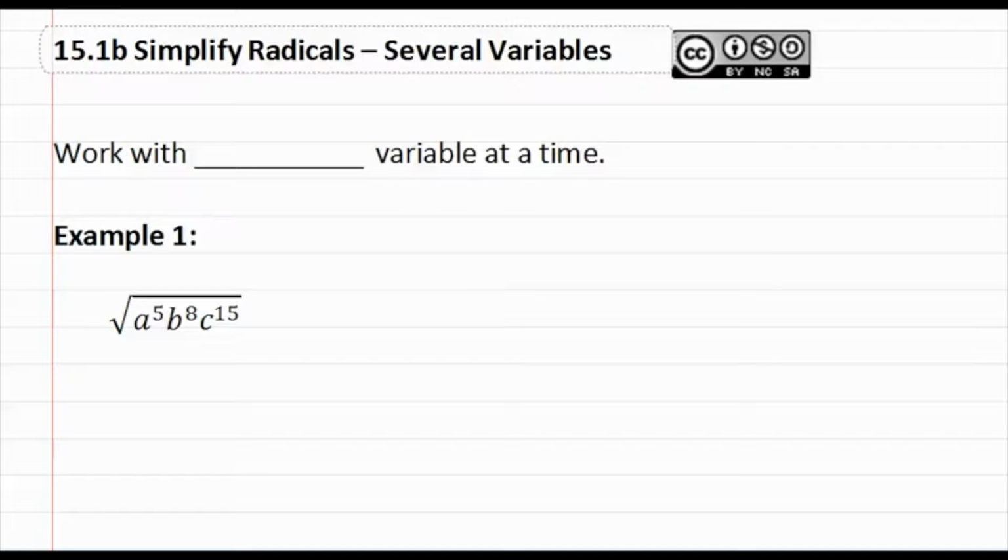Simplify radicals with several variables. When we have several variables, we make sure to work with one variable at a time. Let's look at how this applies in example 1. As you can see in example 1, we have 3 variables, each of which we need to determine how many will come out and how many will stay in.